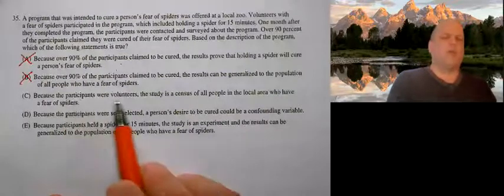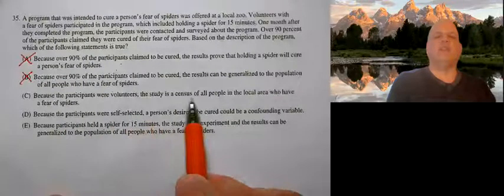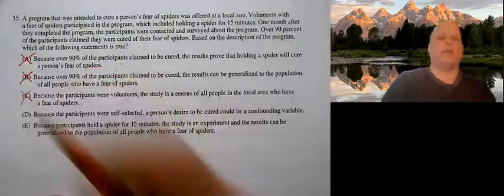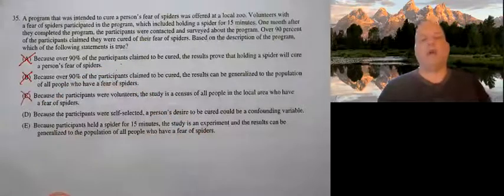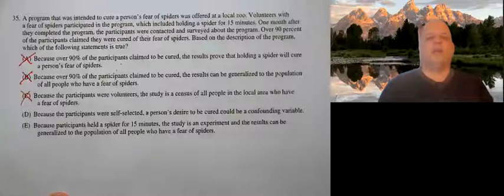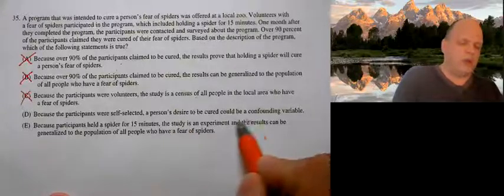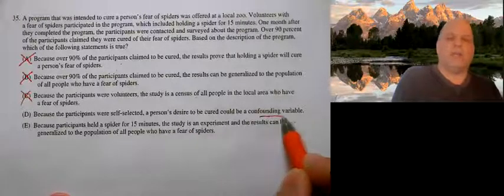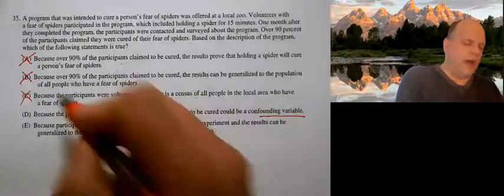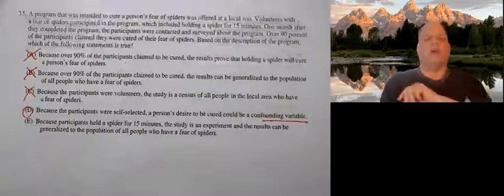Because the participants were volunteers, the study is a census. No, it's not a census of all the people, because we'd have to take everybody for it to be a census. Because the participants were self-selected, in other words, they chose to participate, a person's desire to be cured could be a confounding variable. That is a true statement. All right.